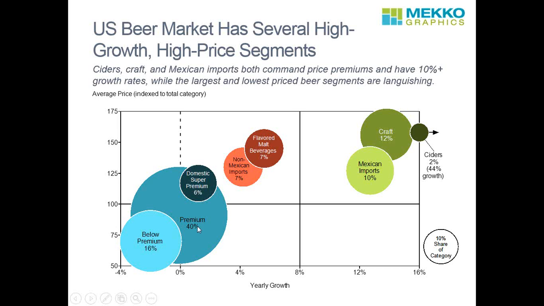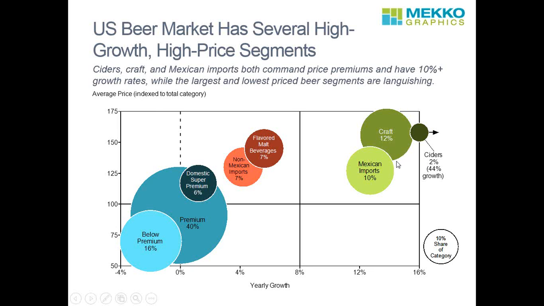So you've got a market in which your 2 largest segments are low price, low growth, and all of the margins and all of the growth are in the smaller segments. And not surprisingly, you're going to see beer companies trying to move from these low price, low growth segments into some of these higher price, higher growth segments. So you're starting to see some of the beer companies and some other companies buying up small craft brewers to try to get a piece of this action.